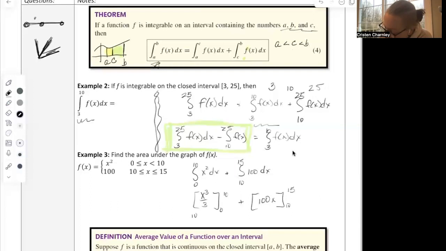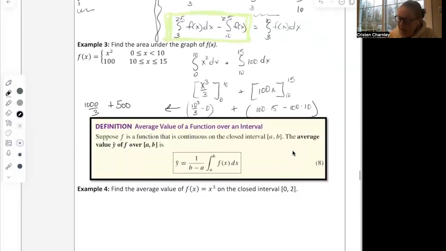So this would be 10 to the third over 3 minus 0, plus this is 100 times 15 minus 100 times 10. So I've got 1000 over 3, and then it'd be 100 times 5, so 500. Okay. There you go. There's your answer. So 1000 divided by 3 is 333.3 repeating. You could add them together if you wanted to. Number 3, all done.